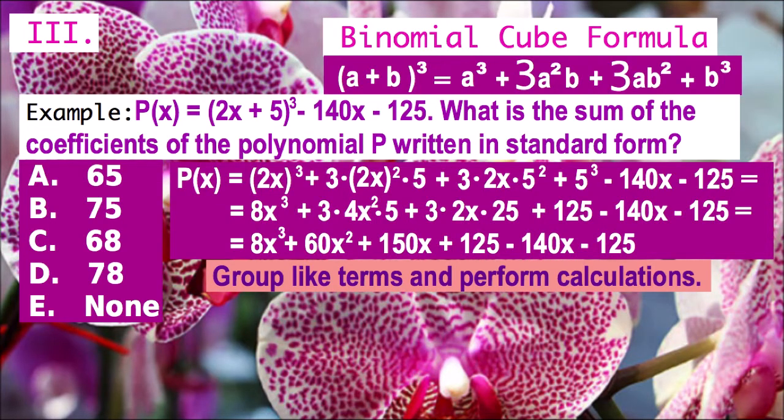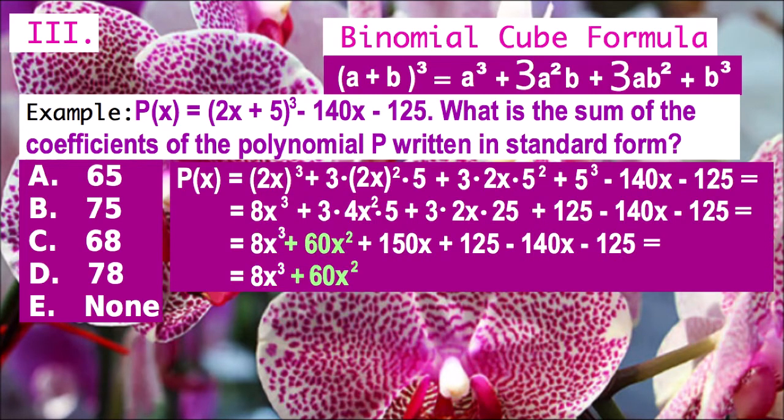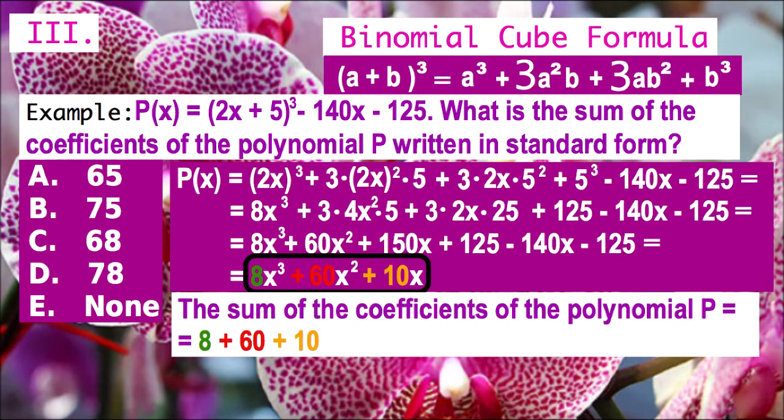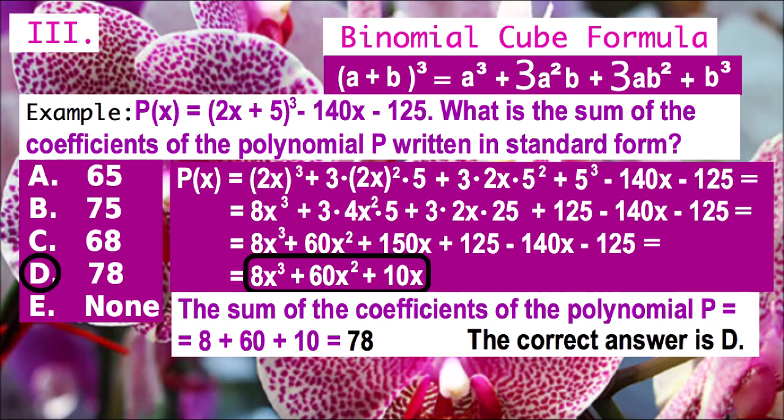So now we can begin grouping like terms and performing calculations on them. 8x cubed plus 60x squared plus 10x, because we have 150x, negative 140x. And then the 125s cancel out, leaving us our final answer of 8x cubed plus 60x squared plus 10x. The sum of the coefficients of the polynomial p is 8 plus 60 plus 10, which equals 78, leaving us with the correct answer of D.